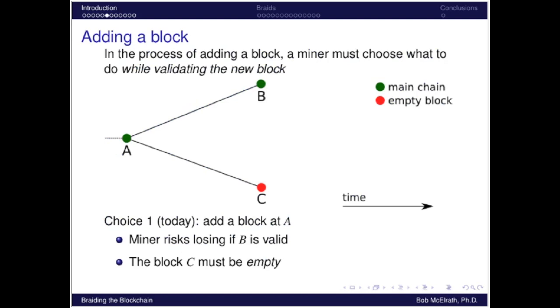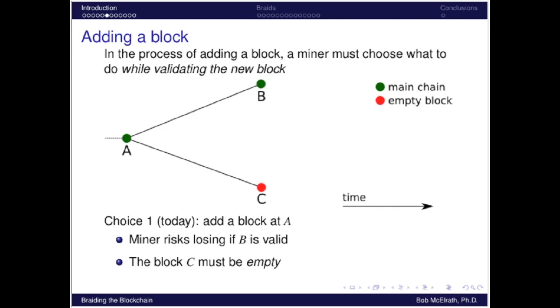So if we go to the next slide, when we add a block, a miner has to choose what to do while he's validating the block, right? So A is the previous chain tip. B is the block I just received. And I have to decide what to do with my miners. I'm either going to tell them to mine on A, the previous chain tip, or I'm going to tell them to mine on B, the next chain tip.